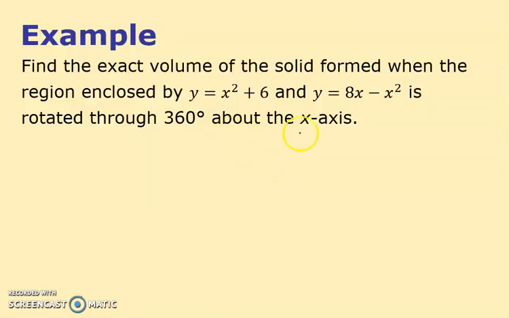So this says find the exact volume of the solid formed when the region y equals x squared plus 6 and y equals 8x minus x squared is rotated 360 degrees about the x-axis. So it's broadly like I was saying. We've got x squared plus 6. What's that look like? That looks something like that. And we've got 8x minus x squared. Well, first of all, we can factorize this. x goes in, 8 minus x. What that means is it crosses at 0 because of the x, and it crosses at 8.